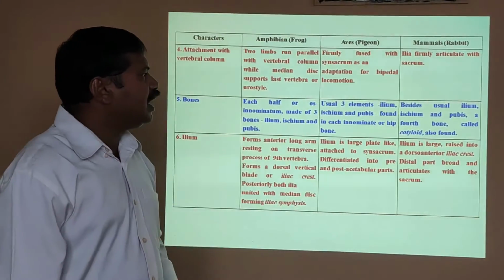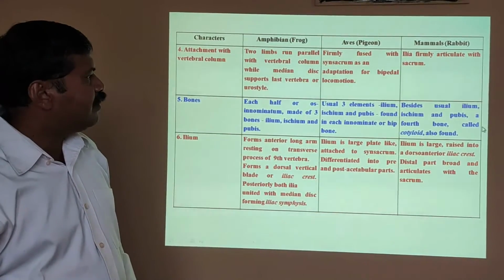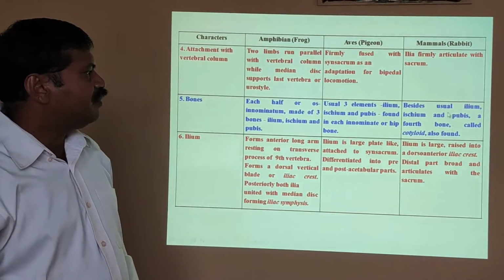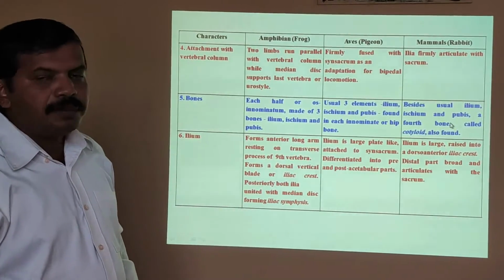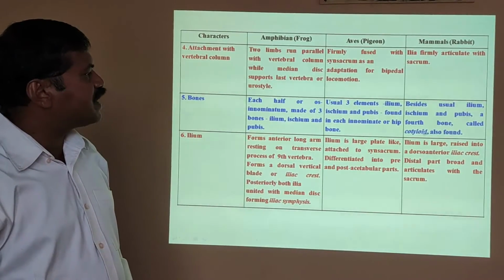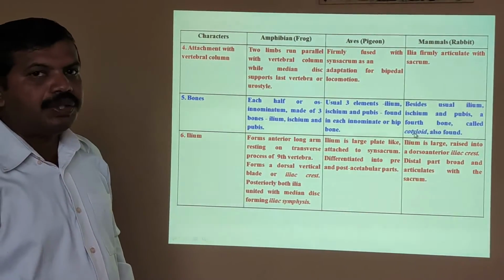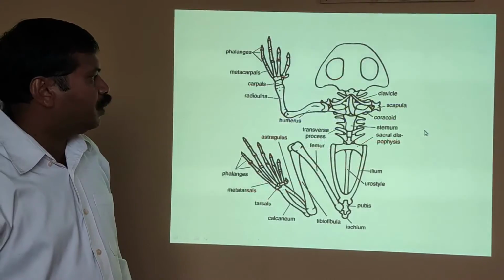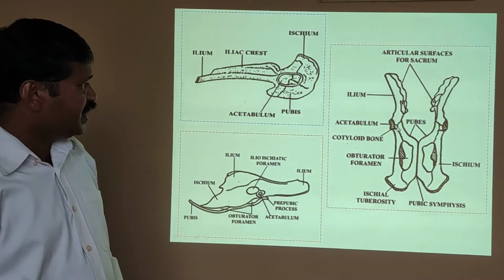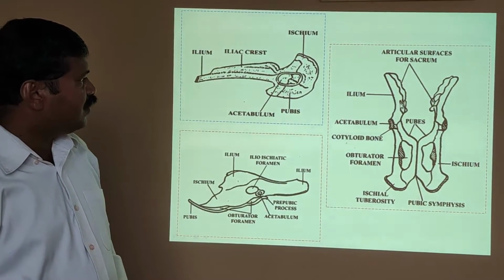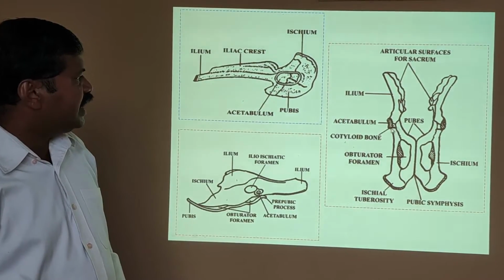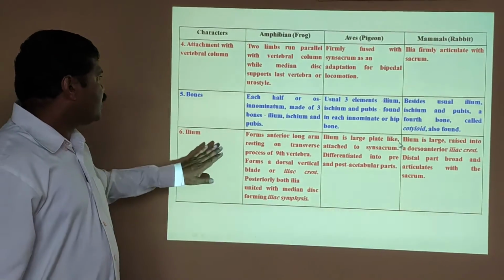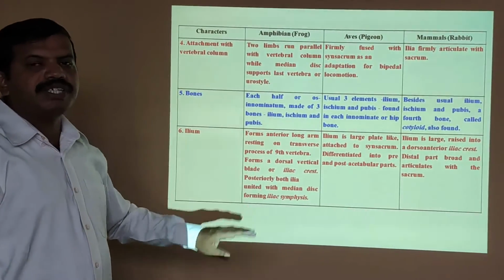And besides the usual, in case of rabbit also, you can see the ilium, ischium and pubis. A fourth bone, this is especially important, a small bone is present in the rabbit called the cotyloid bone. In addition to these three bones, there is another bone in the rabbit, the cotyloid bone. This can be seen here, present at the junction of the ilium and the ischium. You can see a small bone, what is called the cotyloid bone. Right.